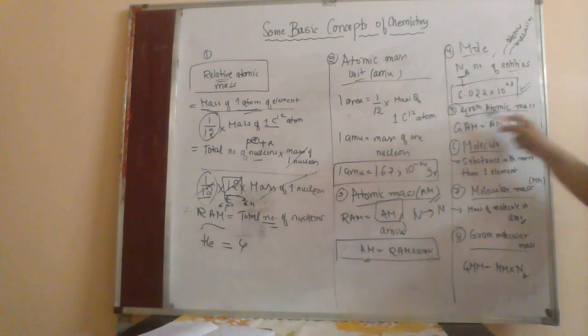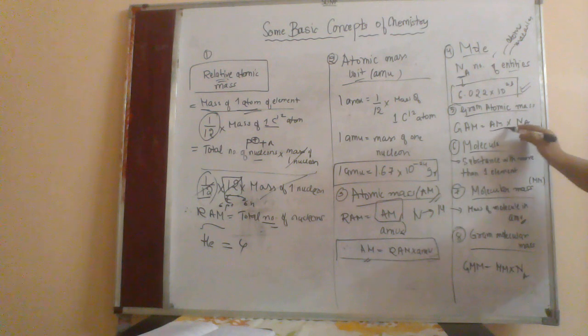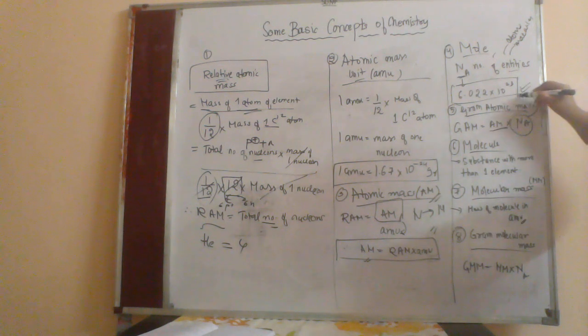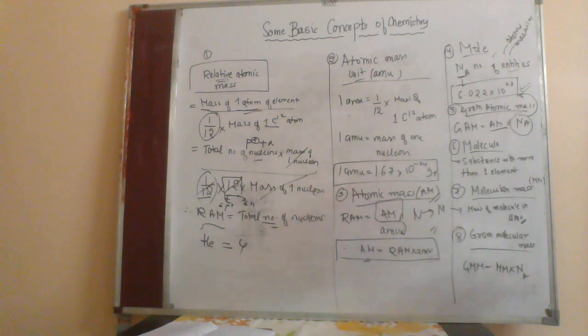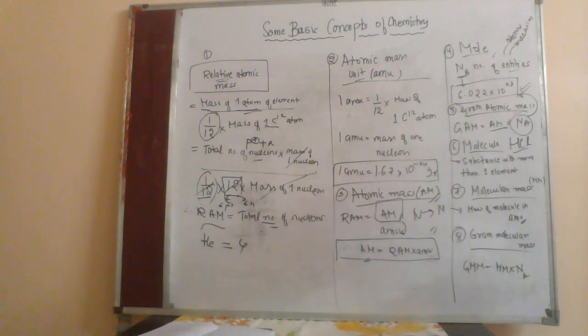Now coming to gram atomic mass. What is gram atomic mass? It is as simple as that. See, the atomic mass that we got over here, times Na, that is Avogadro's constant again. Coming to the molecule. What is a molecule? A molecule is a substance with more than one element. For example, the HCl molecule, hydrogen chloride, or hydrochloric acid. Now coming to the next one, that is molecular mass.